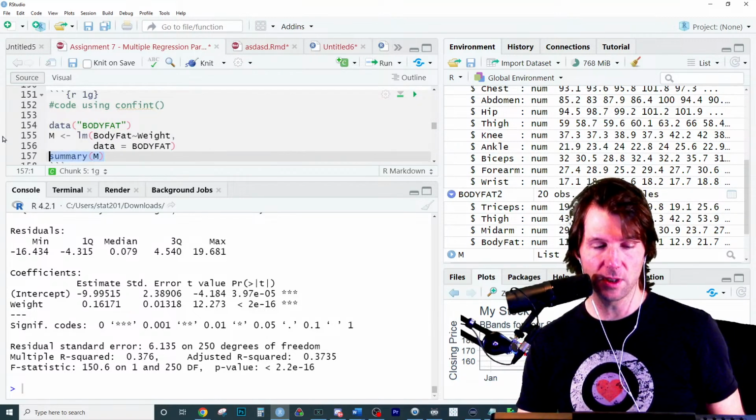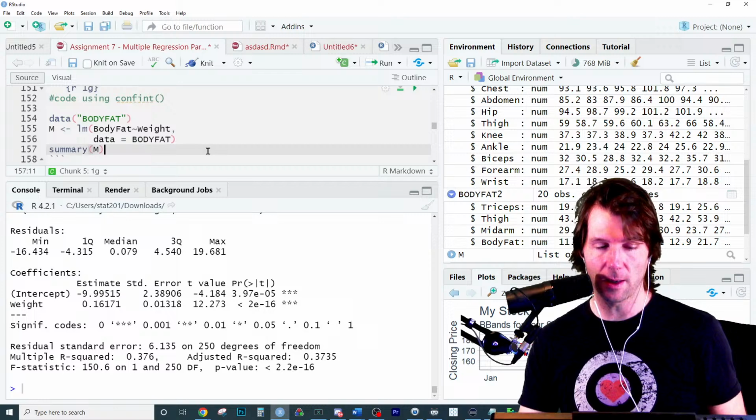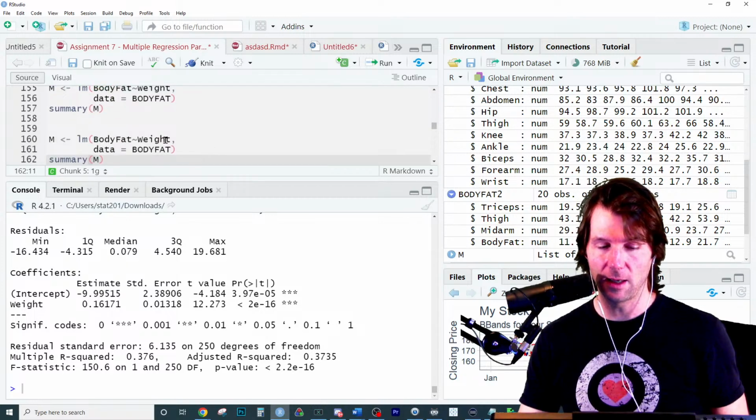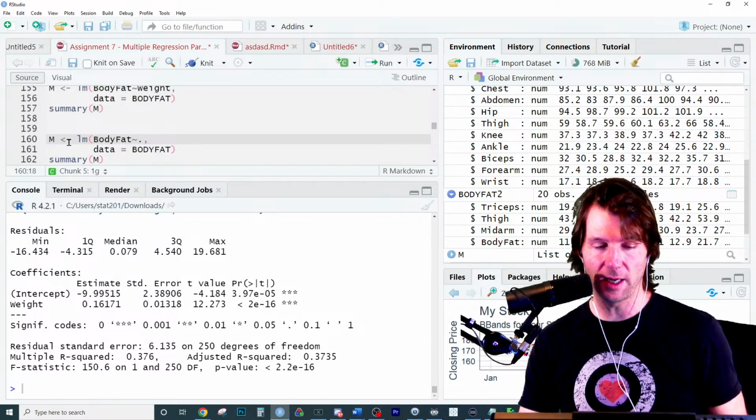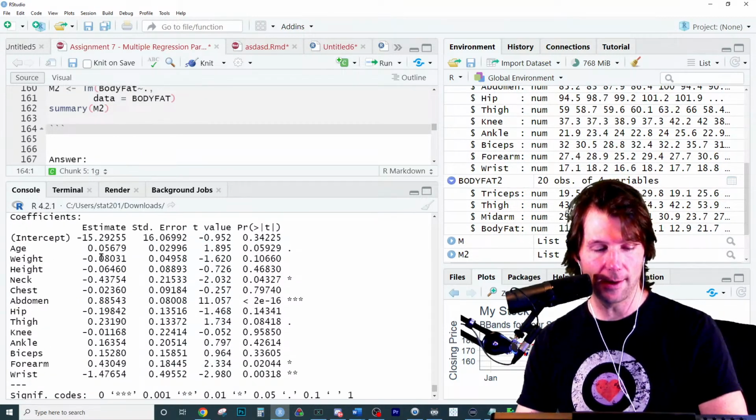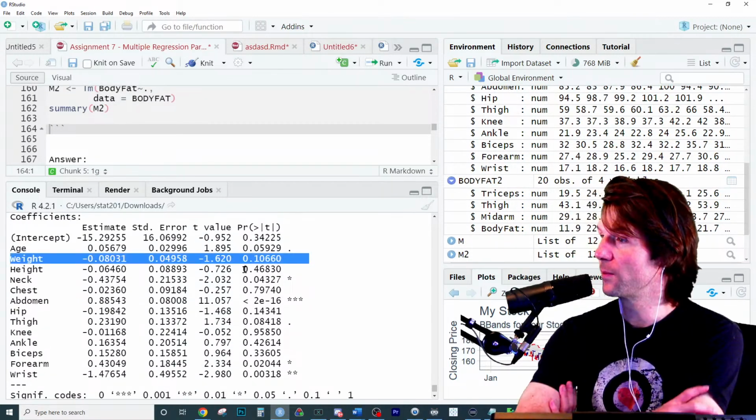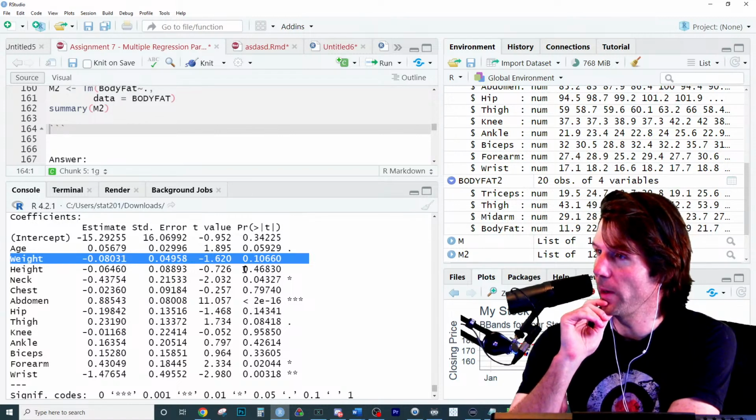But let's go over to the multivariate world right here. All we're doing is copying our code. And then all we do is change that to a dot to mean all the x's. And we call this model 2 to save into. And we run the code. And now the coefficient of weight is what?